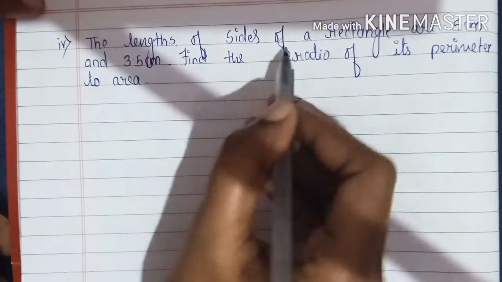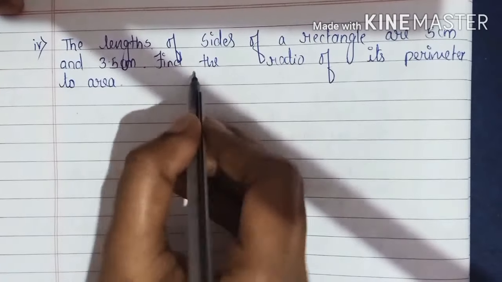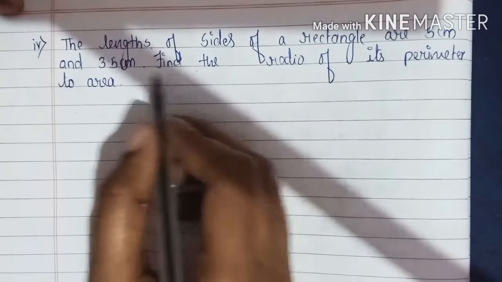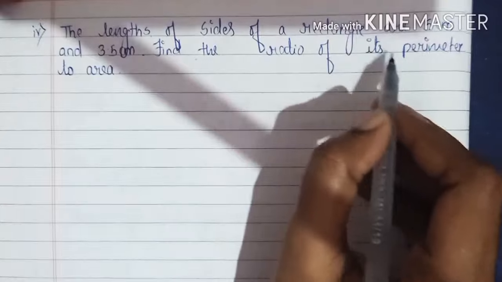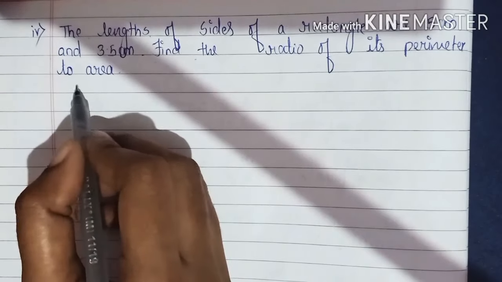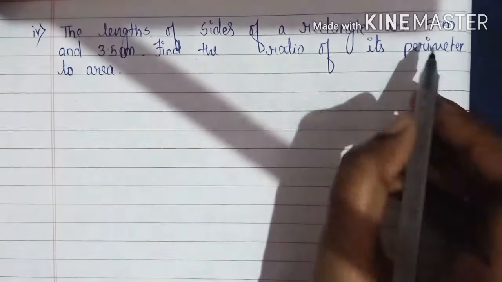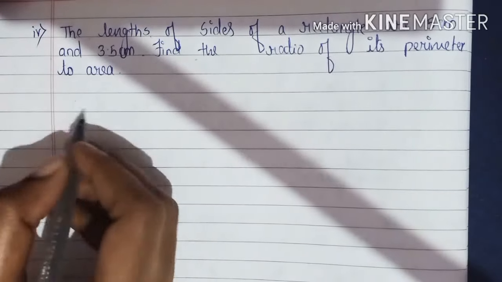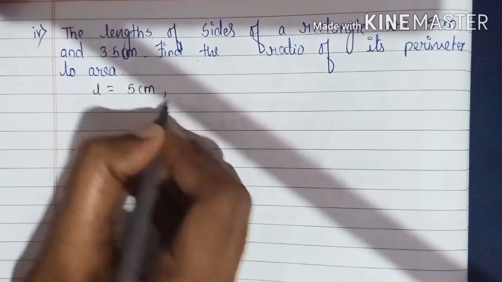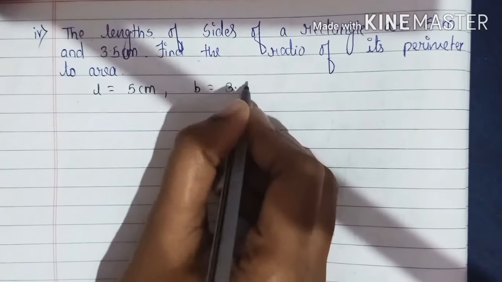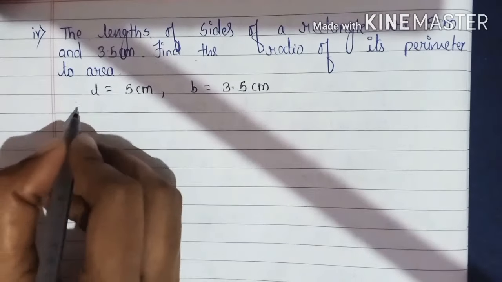The length of sides of a rectangle are 5 cm and 3.5 cm. Find the ratio of its perimeter to area. So we have to find out the ratio of the perimeter of a rectangle to the area of a rectangle. First, the length and the breadth of the rectangle are given. The length is 5 cm and the breadth is 3.5 cm. First of all, we will find out the perimeter of the rectangle.